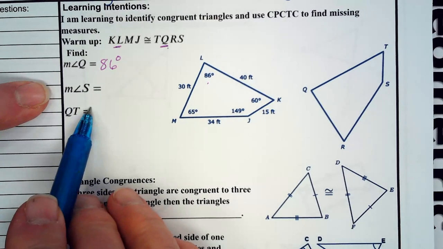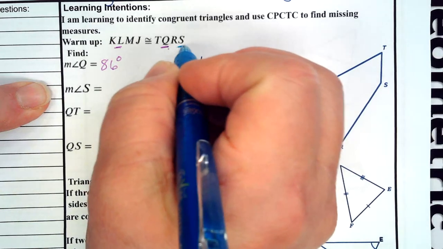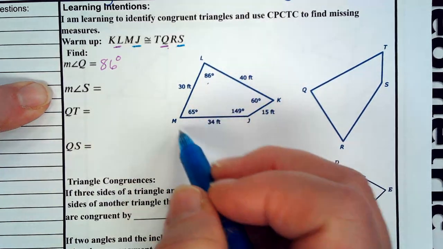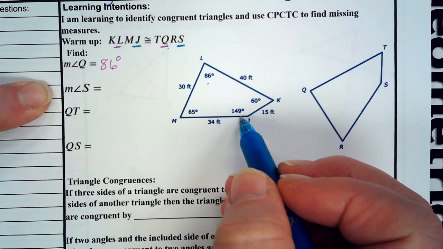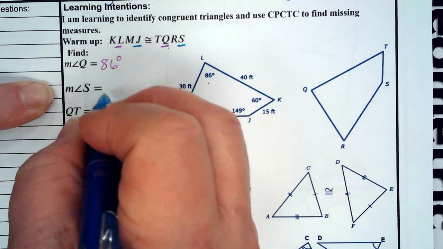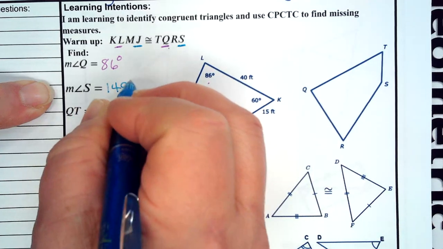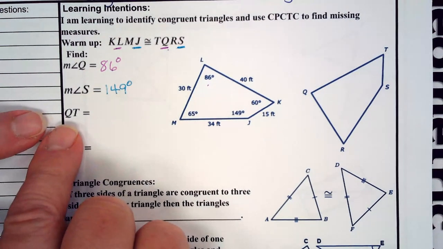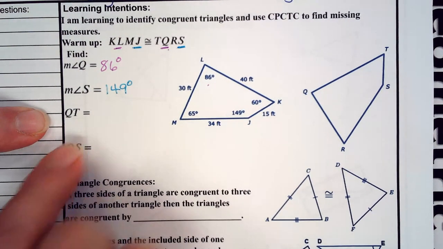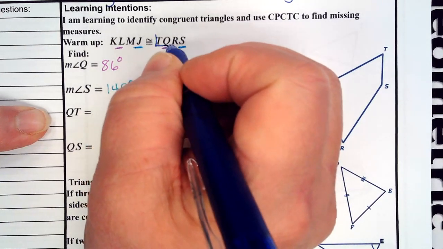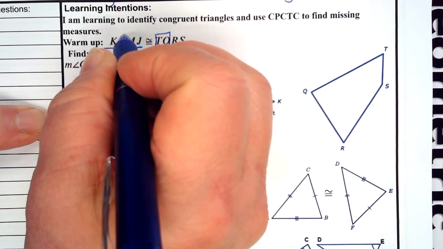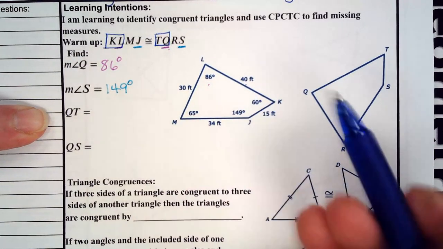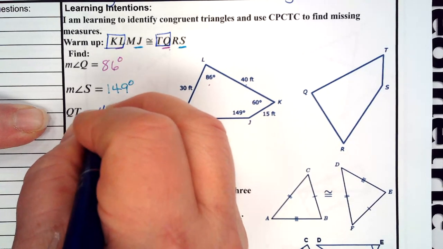The measure of angle S. Angle S is the last letter. The last letter is J, so I find angle J. J is 149 degrees. That means S is also 149 degrees. Okay, let's look at QT, the measure of QT. QT are the first two, KL are the first two. KL is 40 feet. QT is also 40 feet.